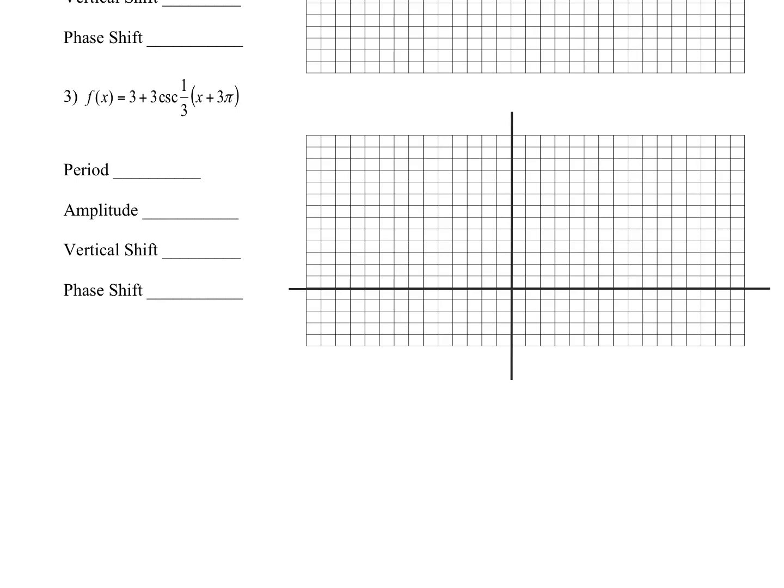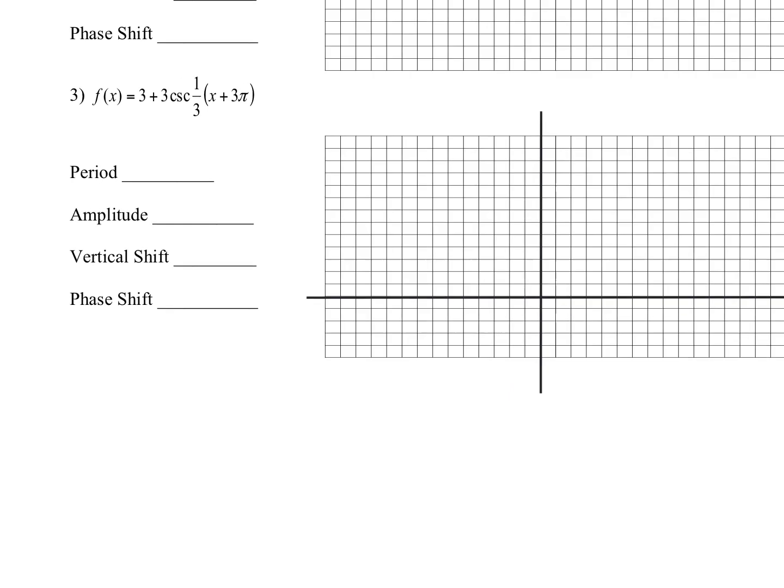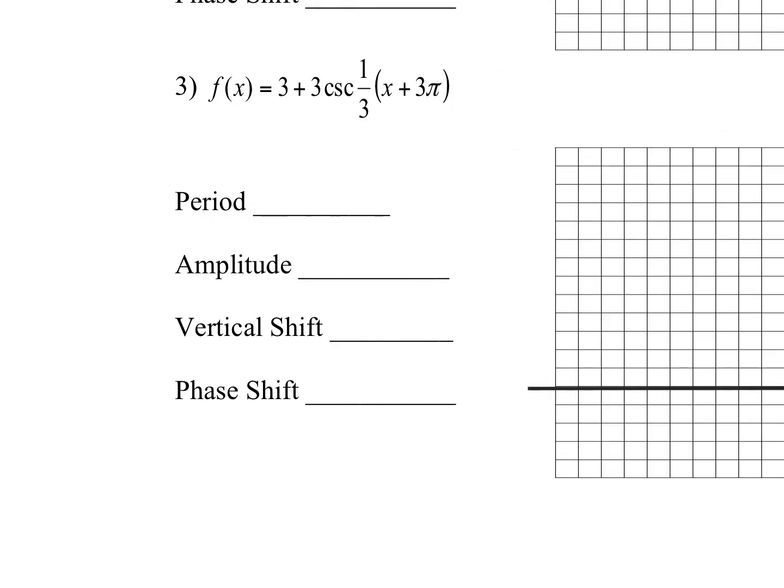Hello everyone. This is going to be a cosecant graph that we're going to work with today. So we're going to work through our key information first, and then we'll talk about plotting the key points. So I'm going to start here by finding my period.